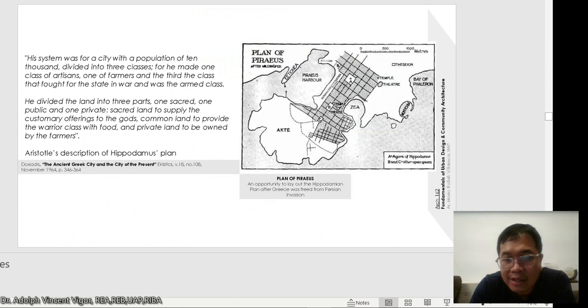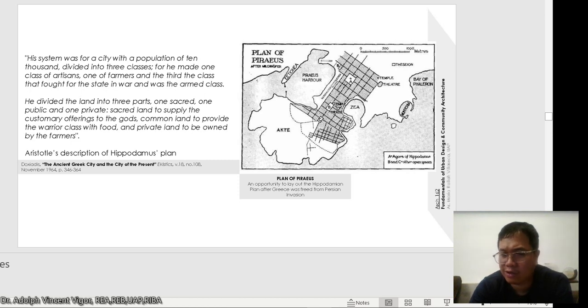Okay. So you've heard the plan of Piraeus. So this is the description of Aristotle of the plan of Hippodamus. His system was for a city with a population of 10,000 divided into three classes, where he made one class of artisans, one of farmers, and third the class that fought for the state in war and was the armed class.